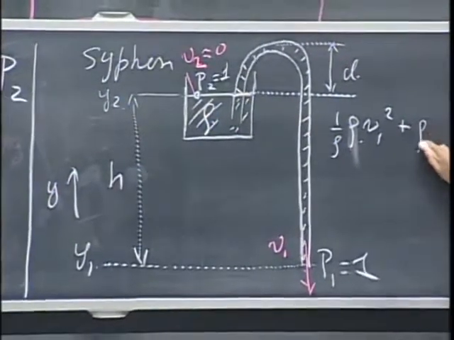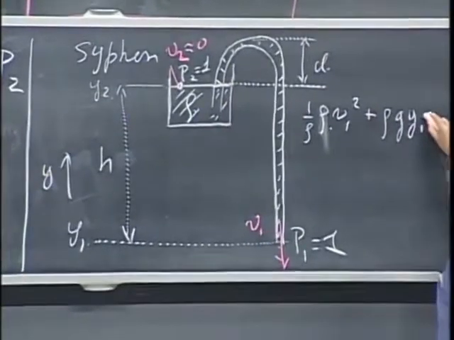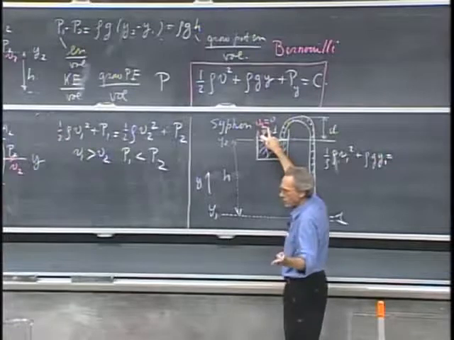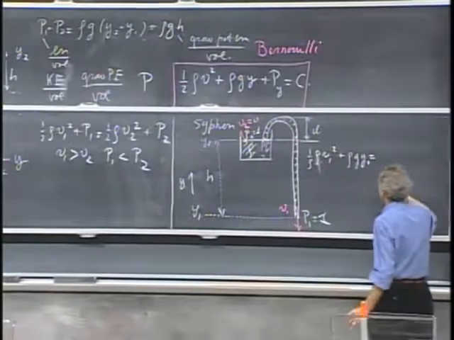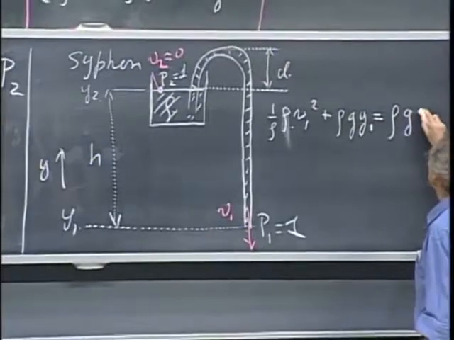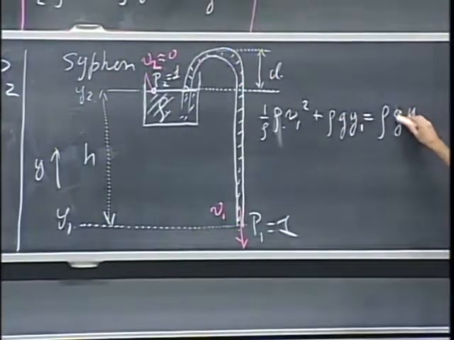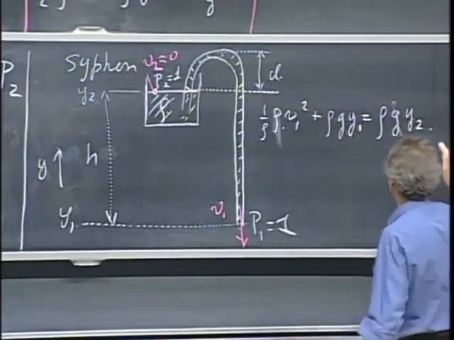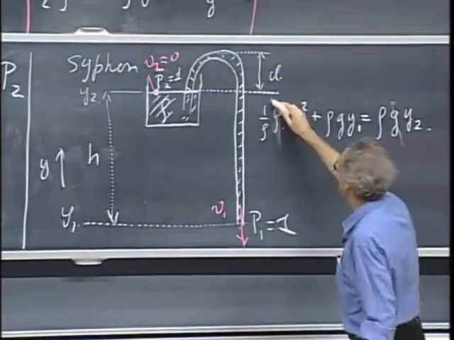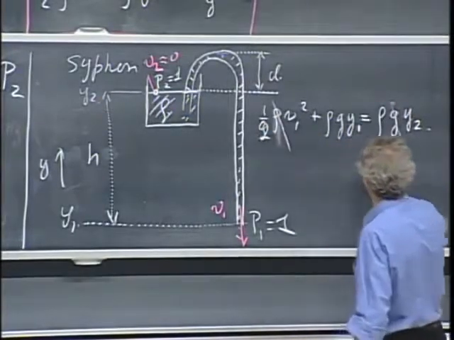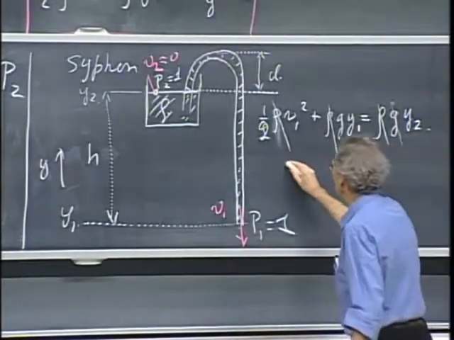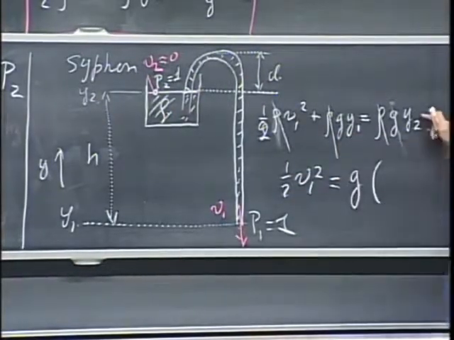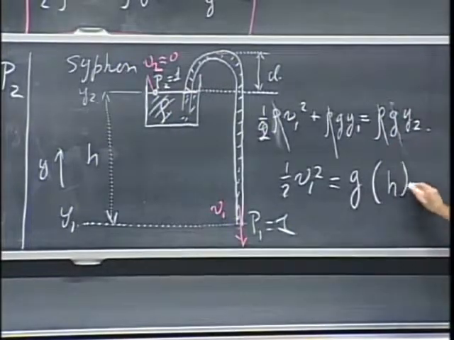plus rho G times Y1, must be 1/2 rho V2 squared, but we agreed that that was 0, so I don't have that term. So I only have rho G Y2. 1/2 rho V squared, and so I lose my rho. And so you get that 1/2 V1 squared equals G times Y2 minus Y1, which is H.